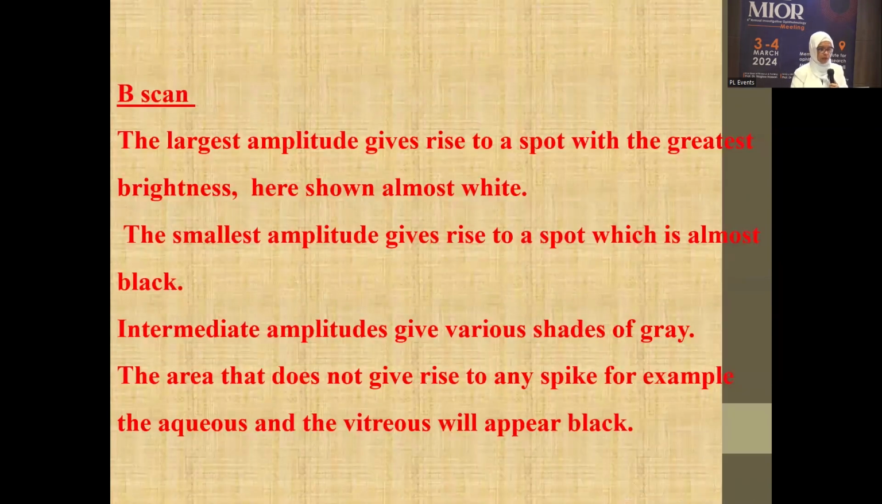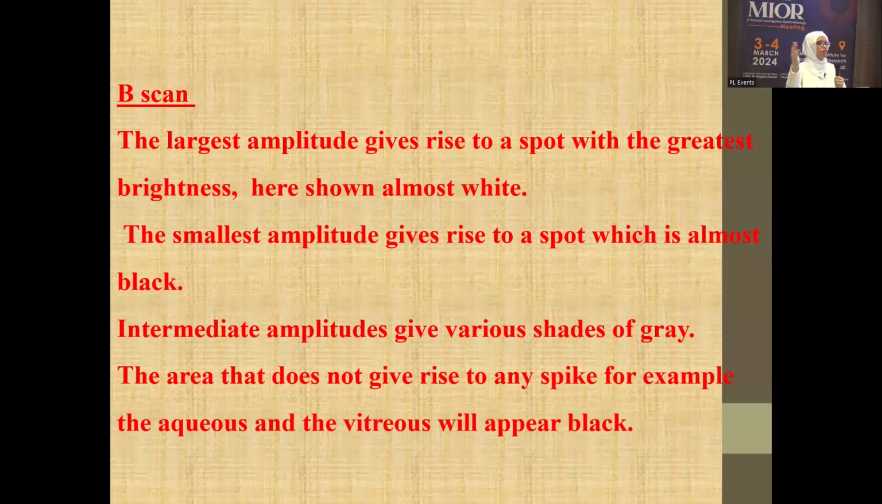In the B scan, the largest amplitude gives rise to a spot with the greatest brightness, here shown almost white. So when there is something with a large amplitude, it will appear on the B scan in the form of white color. While the smallest amplitude, when you hit with a very small echo, just like the vitreous, is actually with no echo. When the ultrasound passes through, it will not give any echoes, or a very, very weak echo if there are any vitreous floaters, okay? So it should appear in the form of black color.